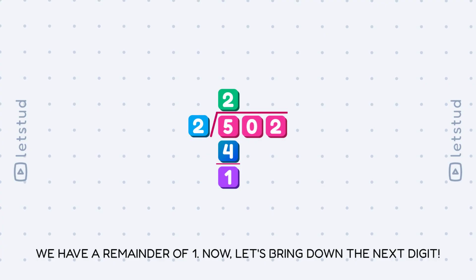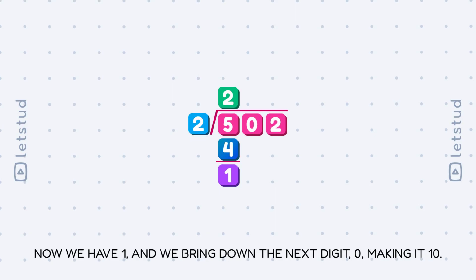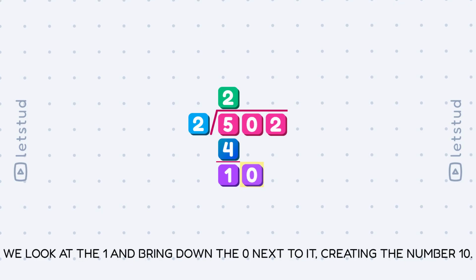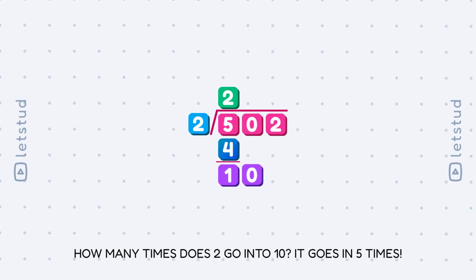Now let's bring down the next digit. Now we have 1, and we bring down the next digit 0, making it 10. How many times does 2 go into 10? It goes in 5 times.